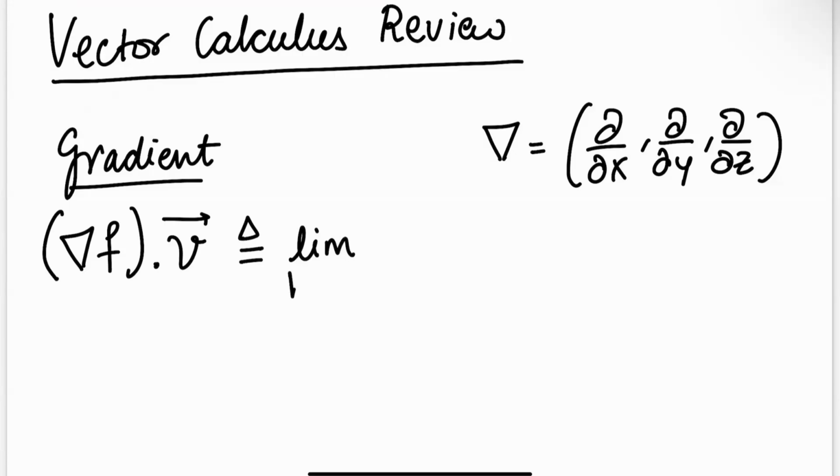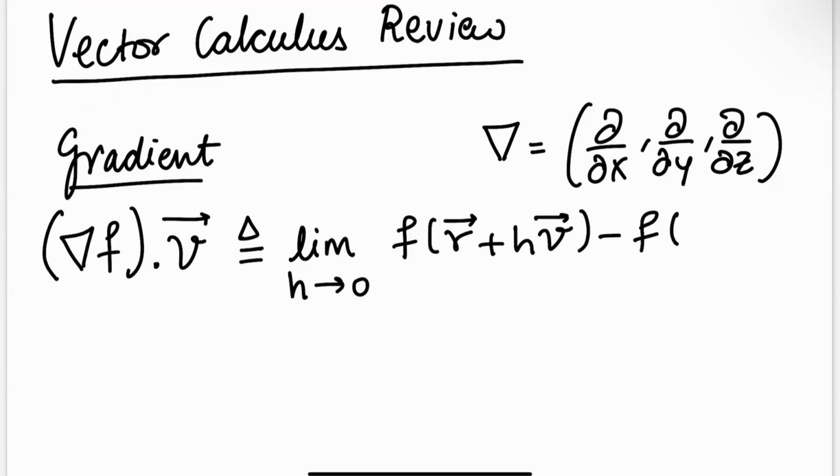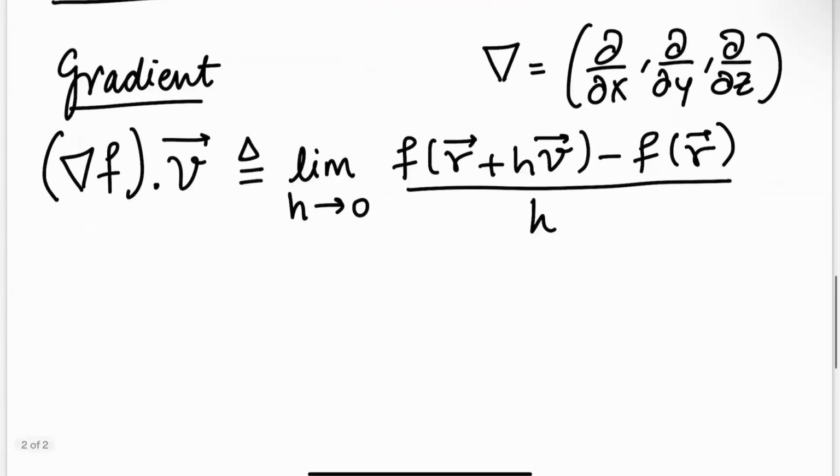It is the limit as h tends to 0 of f of r plus hv, minus f of r, divided by h. Right, so this r here is the position vector. So let's say I have some coordinate system x, y, z, right? So my r is this position vector. So I'm saying, okay, at this point, I know what the function is, which is f of r.